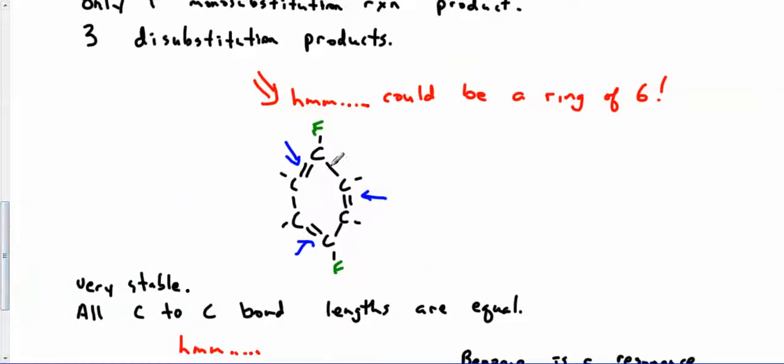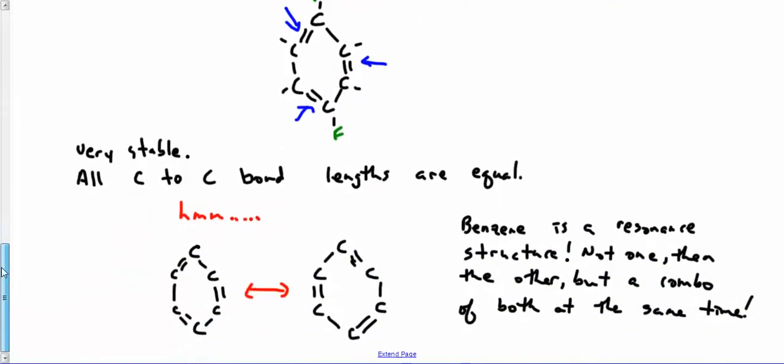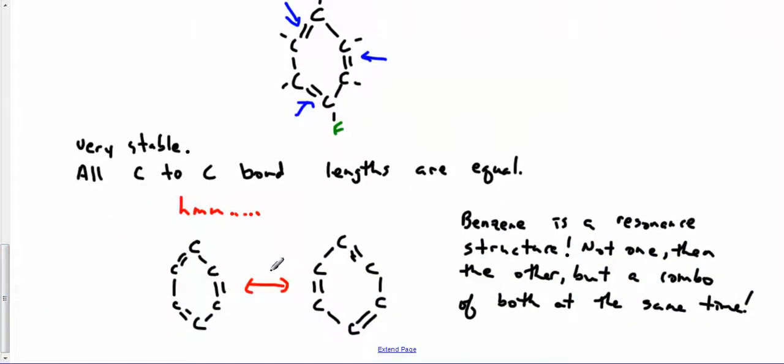Another problem with this structure right here is that in benzene all carbon-to-carbon bond lengths are the same. And that's a problem in this structure, because the distance from here to here will be different from here to here. The length of a C double bond C is not the same length as a C single bond C. It's a bit of a problem with this, but eventually chemists came upon the correct structure.